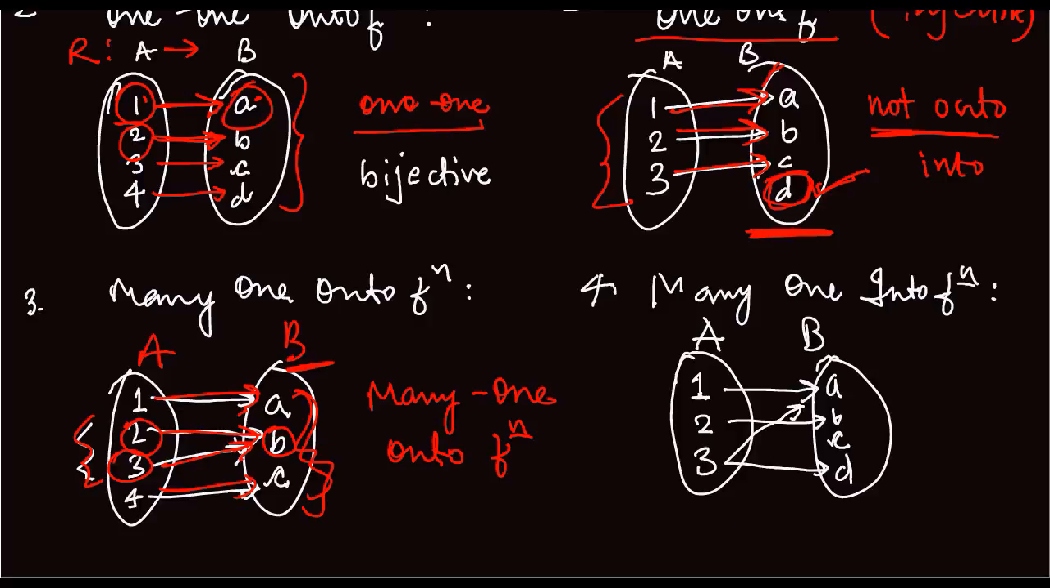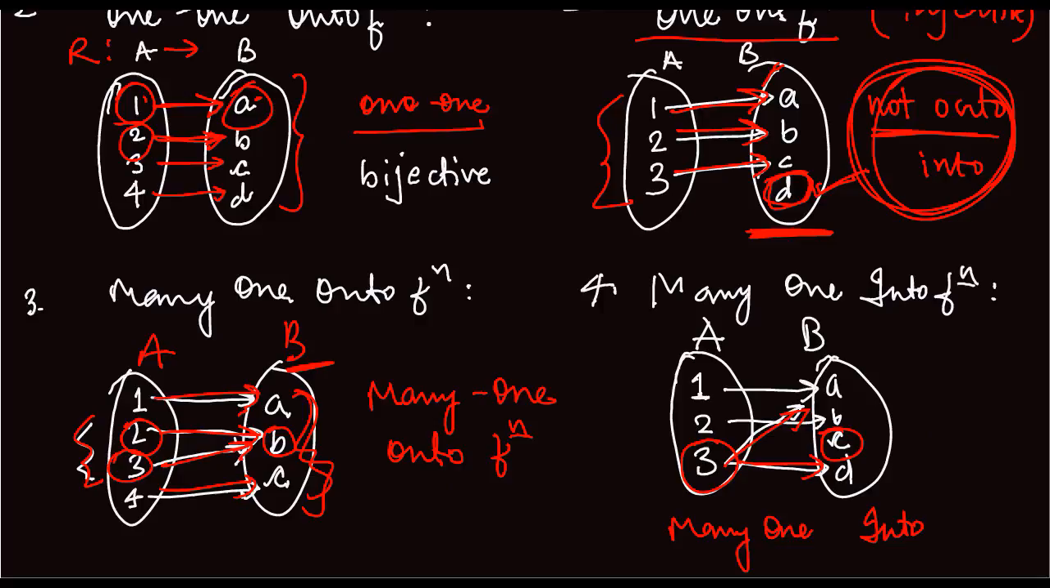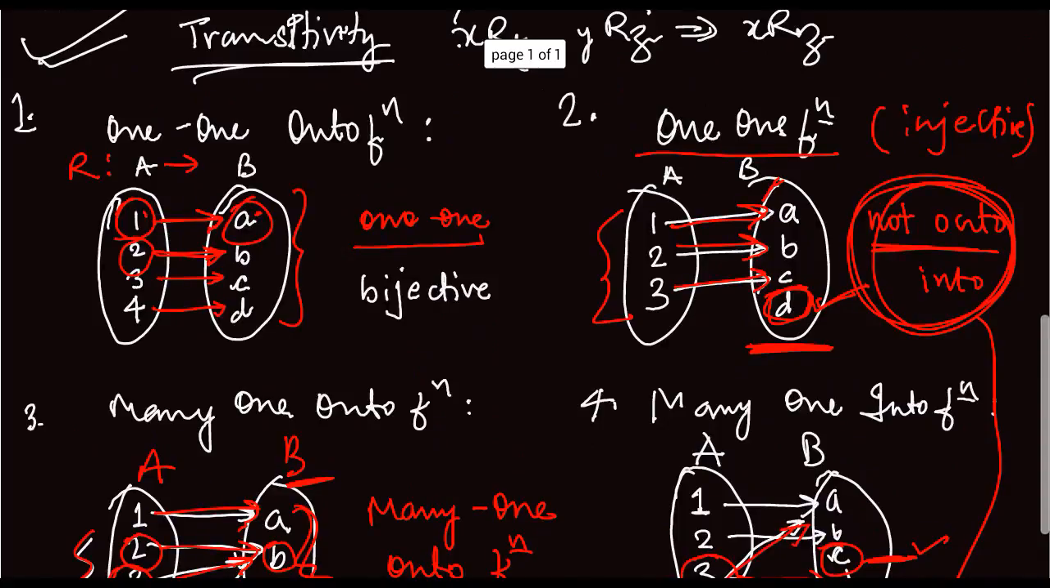Now this is into because C is left out here in the codomain, and 3 is related to two of the elements in set B. That's why it is a many-one into function, not onto. Not onto means into. I explained it earlier, and that's why this element is left out. And of course, this one here is a one-one into function, because it's not onto. So let's move on to the next page.